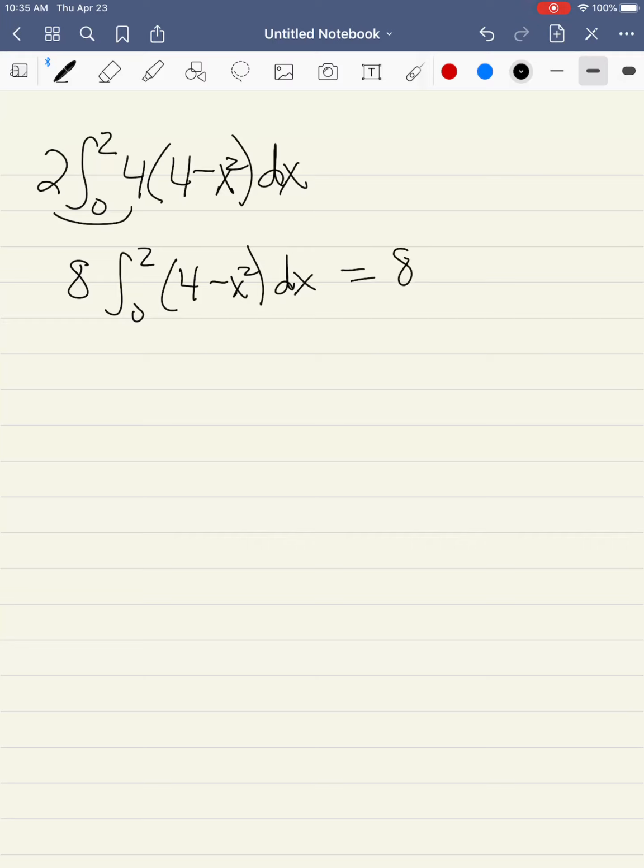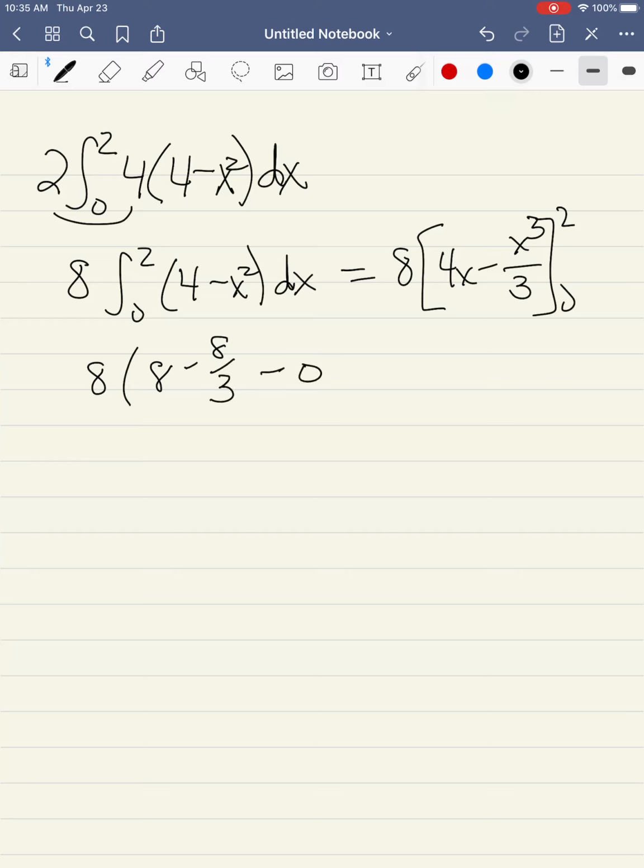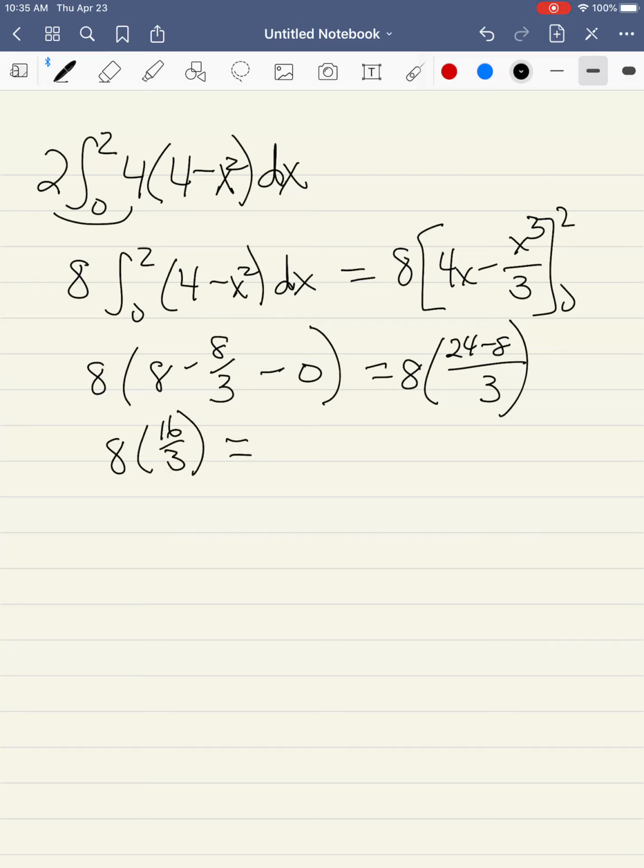So then that will be 8 times 4x minus x cubed over 3 evaluated from 0 to 2. So then that's going to be 8 times, that'll be 8 minus 8/3, and then if you plug in 0, it would all just be 0. So that's 8 times, get a common denominator, 24 minus 8. So that's 8 times 16/3, which is 128 over 3.